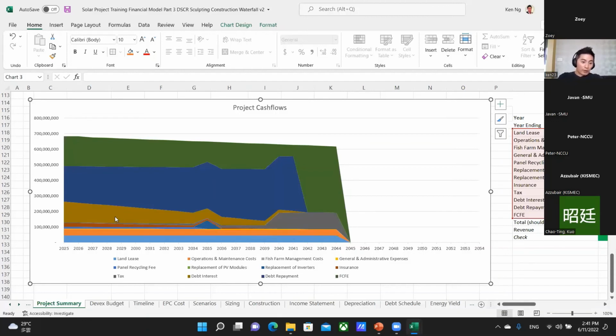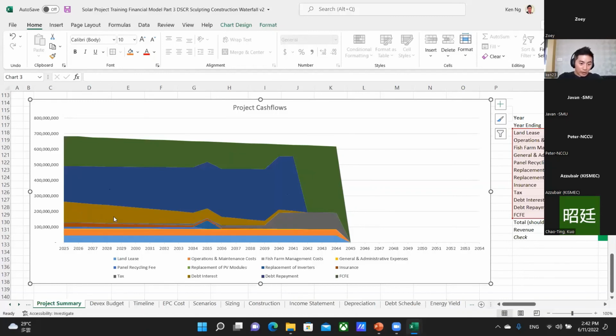And then you've got the orange one, which is your interest. So you can see your interest initially is very, very high. But as you repay your loan, this is your repayment of your loan every year. So by the end of 17 years, you would have fully repaid your loan. So your interest expense and your repayment stops at the end of year 17.